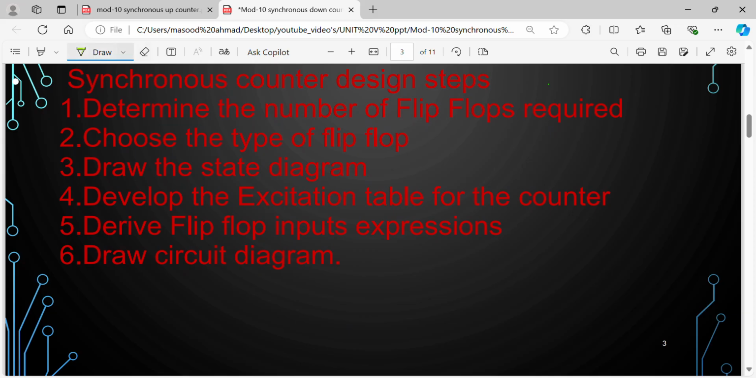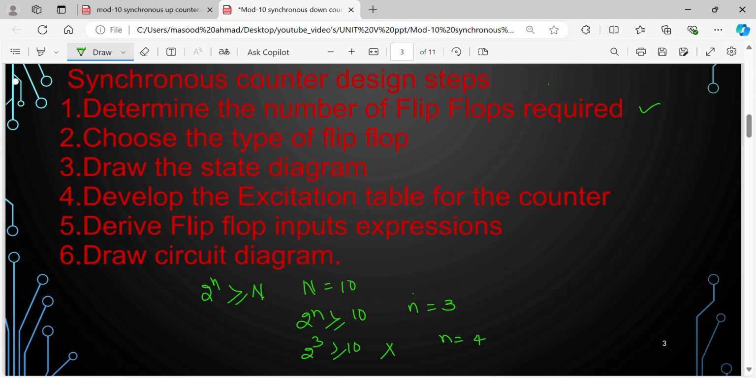For this counter, I am going to look at the steps required. First, we will find how many flip-flops are required. 2 power n should be greater than or equal to capital N, where N is equal to 10. Small n, 2 power n should be greater than or equal to 10. Let's say small n is equal to 3. 2 power 3 greater than or equal to 10? Invalid. Let's say n is equal to 4.